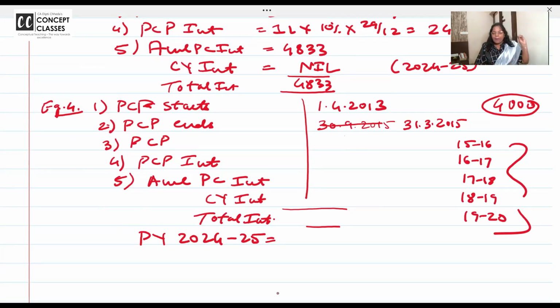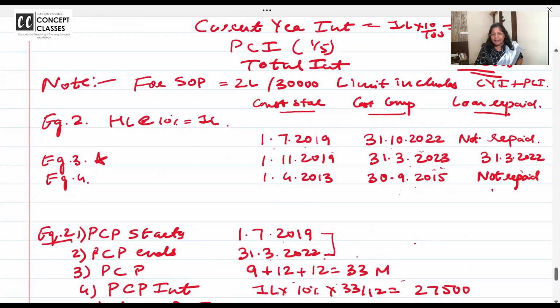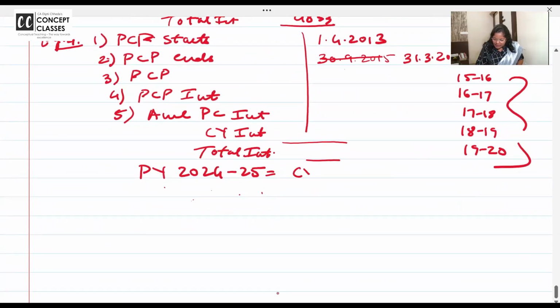Listen, all of you. Pre-construction period started. If you want for practice, I'll calculate. But in my current year, my previous year, my financial year 24-25, loan is not repaid. So current year's interest will come and your final answer should have been 10,000.